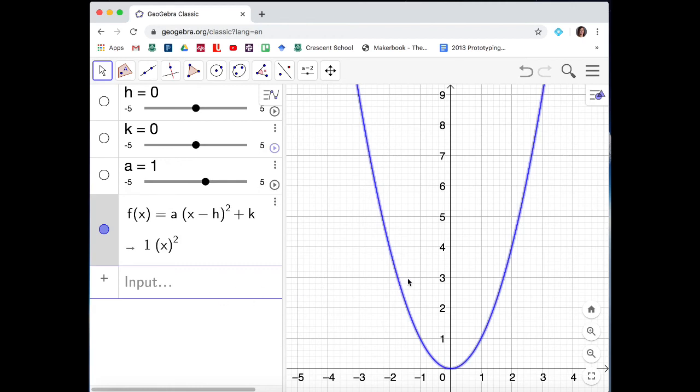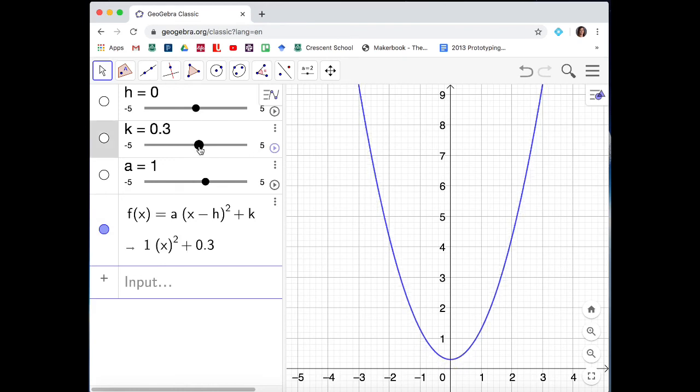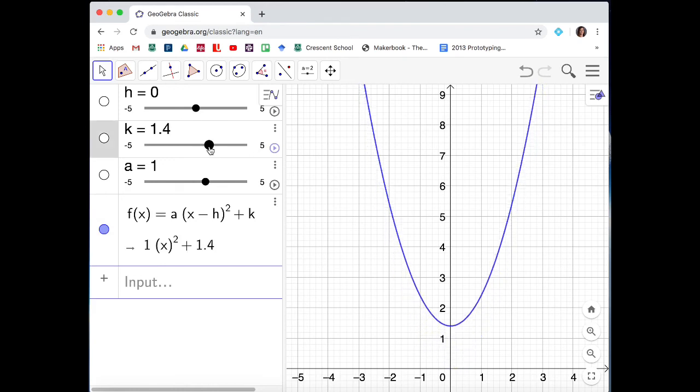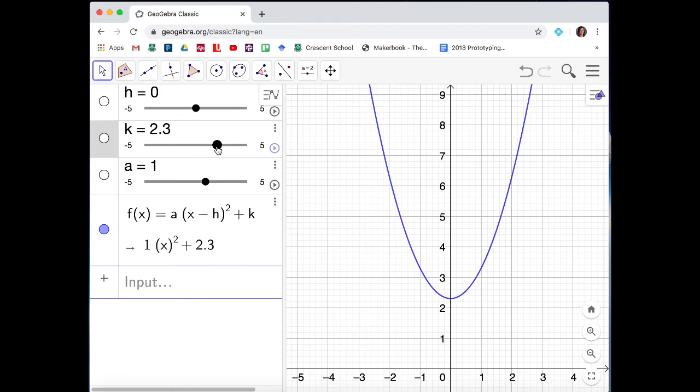Now, while I have you on GeoGebra, what I wanted to show you is that for today we're not going to worry about A, but I want to show you what happens when we actually have an H and K value. So let's start with K because I think it's a little bit easier to see. So if I actually use my slider to move K and give it a value other than 0, we can see that my equation goes from x squared to x squared, in this case, plus 2.3.